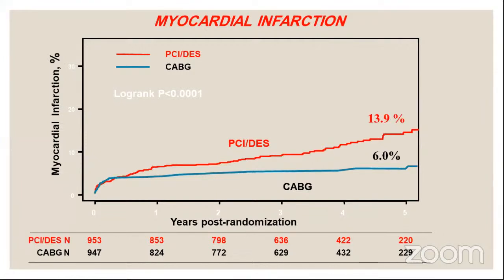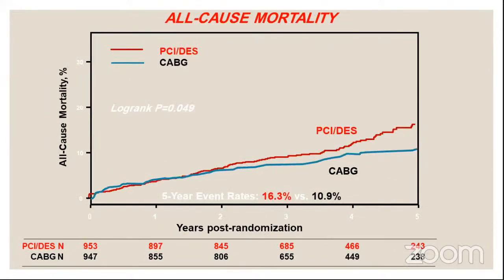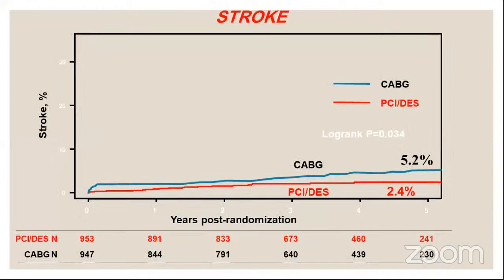The second comparison between the two groups is regarding the rate of myocardial infarction. After a follow-up of 5 years, we have a rate of 13.9% with PCI and drug-eluting stent, and around 6% in people who have been treated with CABG, which also shows a highly statistical significance. Now comparing the two groups regarding all-cause mortality, people with PCI had a rate of 16.3%, and people with CABG had a 10.9% rate of all-cause mortality.